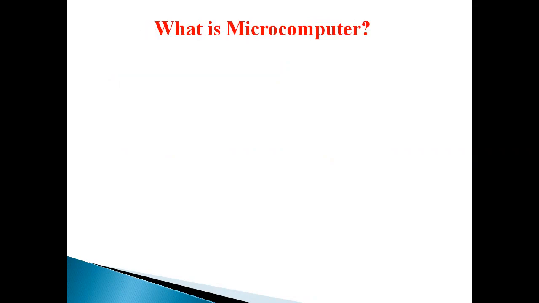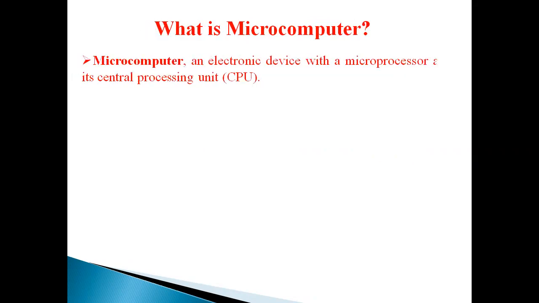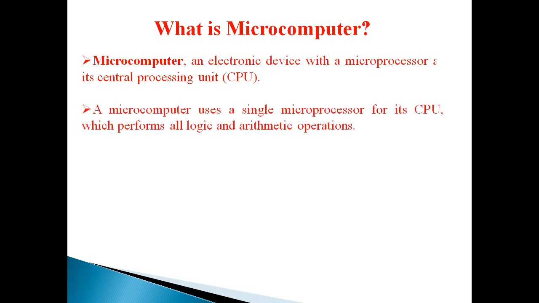What is microcomputer? Microcomputer is an electronic device with a microprocessor as its central processing unit. It means it is a small computer that contains a microprocessor as its central processing unit. A microcomputer uses a single microprocessor for a CPU which performs all logic and arithmetic operations. So we were already seeing logic and arithmetic operation in the previous video.